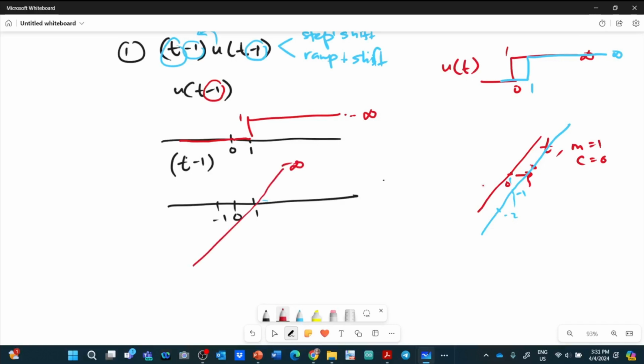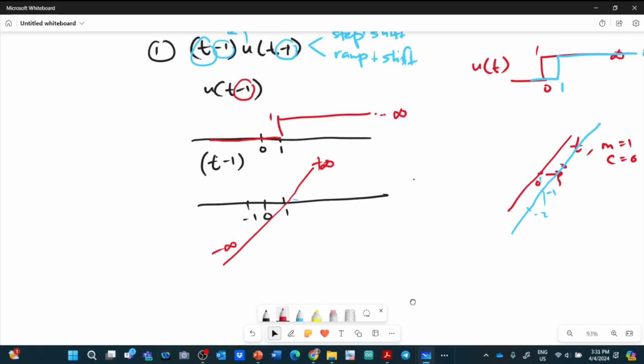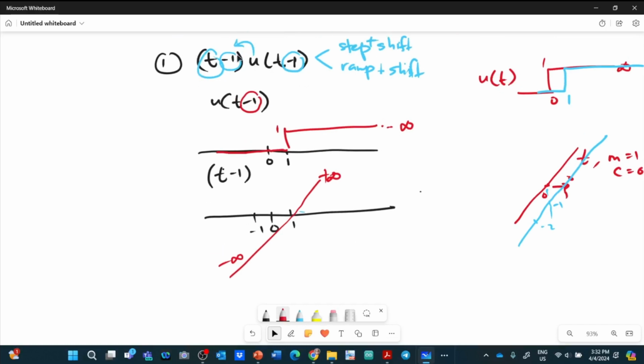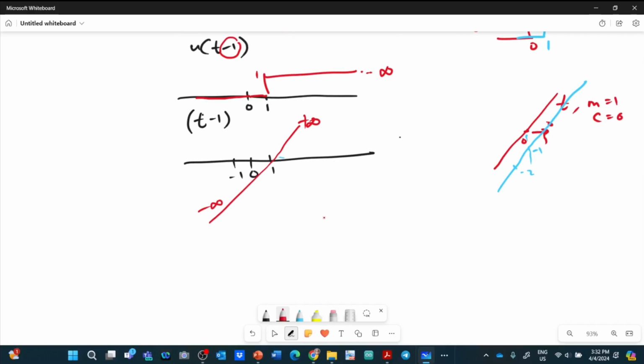Okay, from minus infinity to positive infinity. For signal number 1, because it is a multiplication of two signals, you multiply the amplitudes. So what you need to do to plot the final signal is multiply the amplitude.